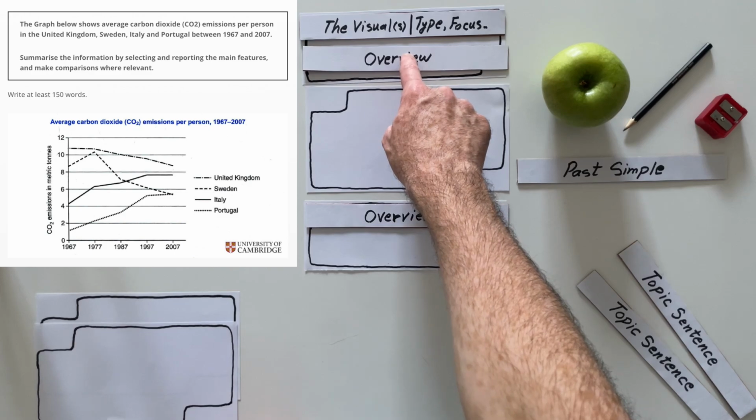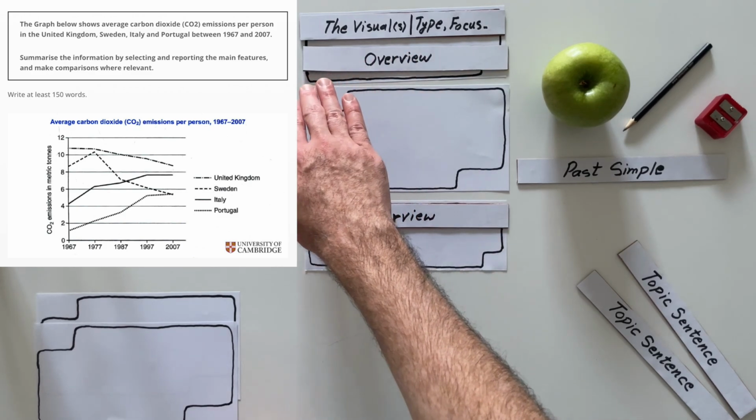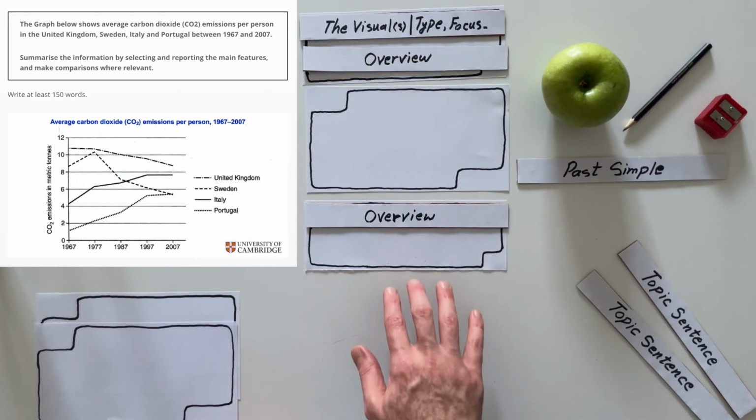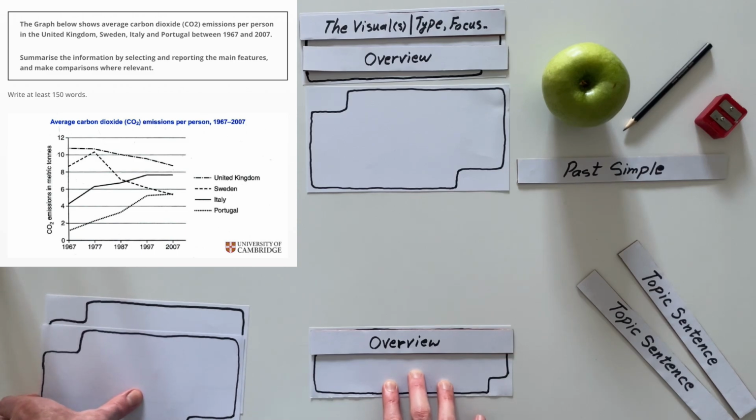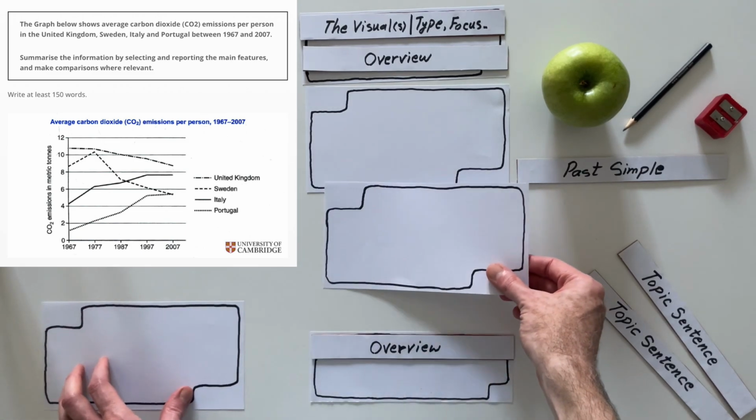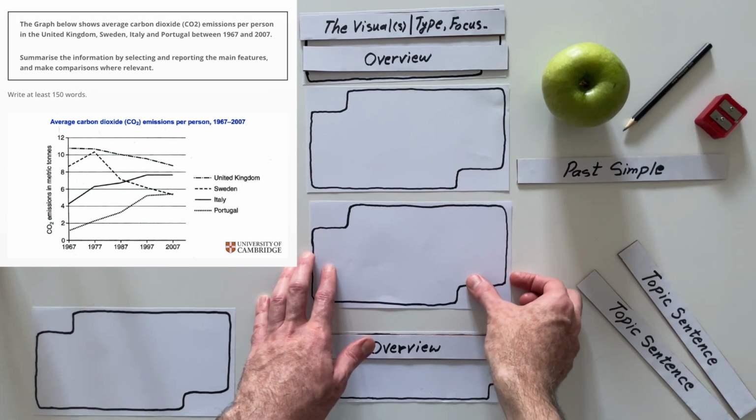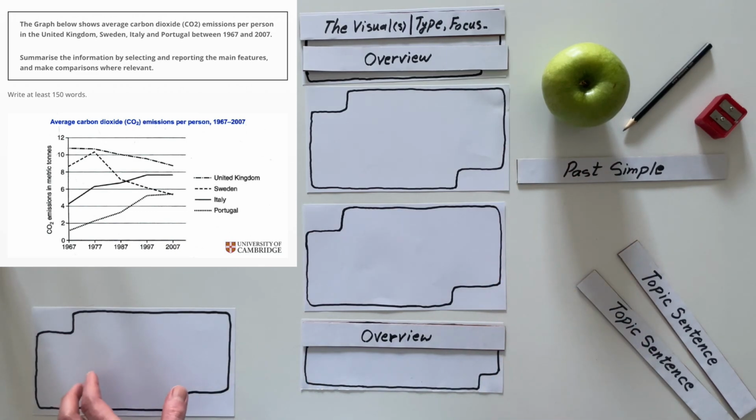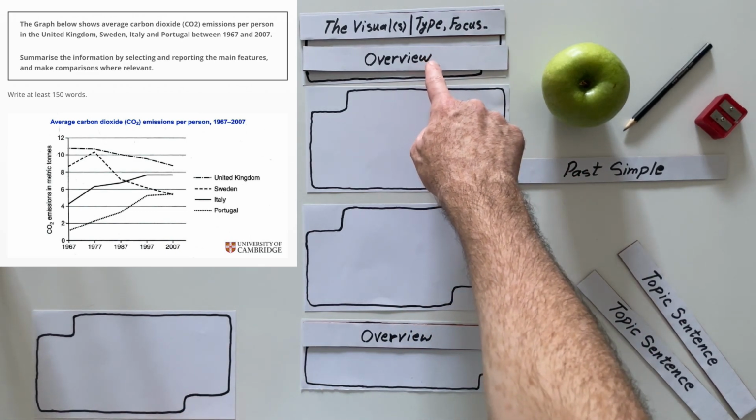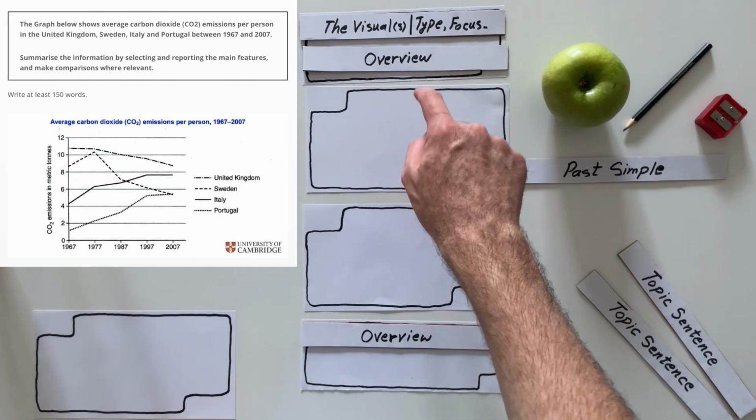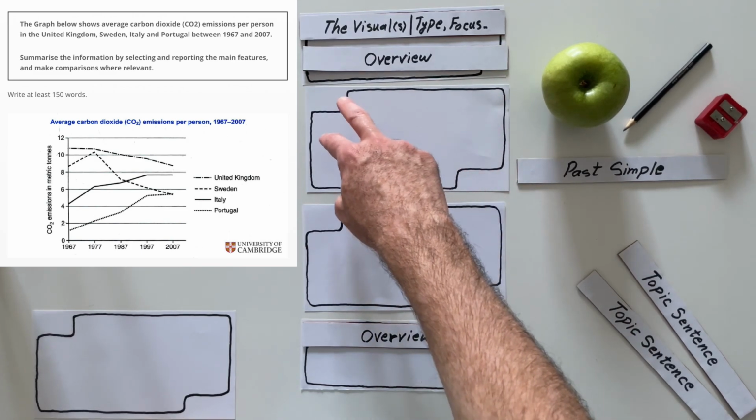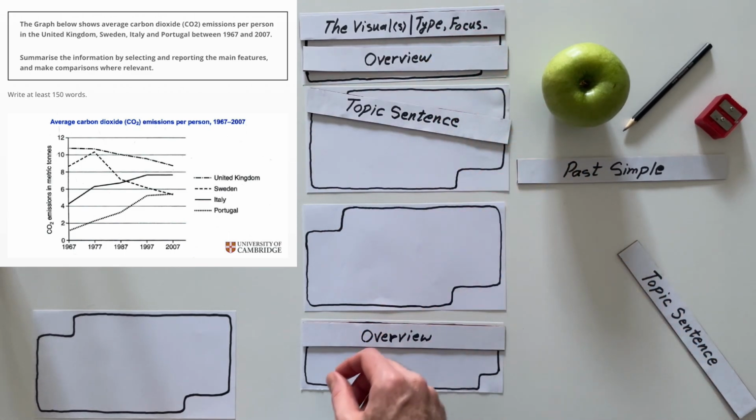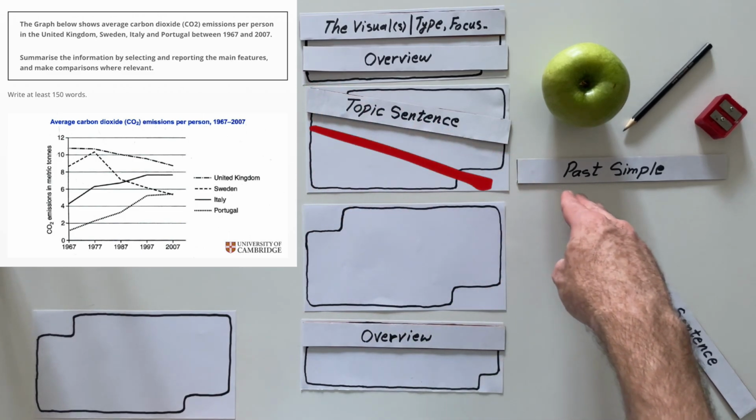Since I'm starting from the one that was the highest but had a downward trend, my strategy would be like this. I am going to introduce a new body paragraph. Very good. In this body paragraph, I'm going to focus on United Kingdom and Sweden, which both had a downward trend. And I need a topic sentence. I'm going to put it like this. So they had a downward trend there.